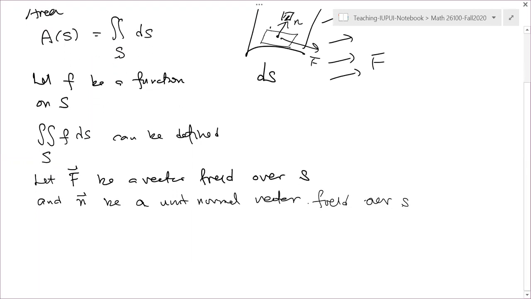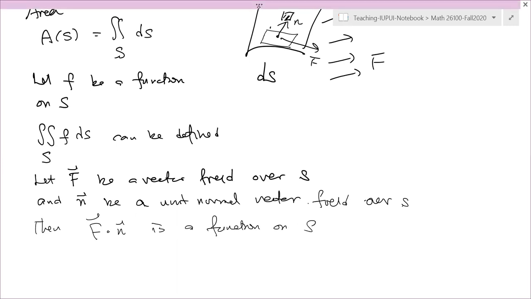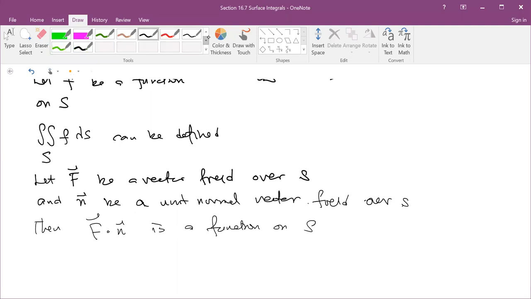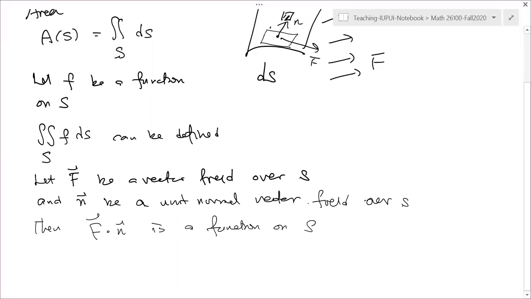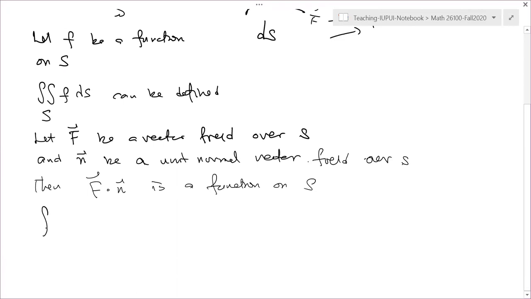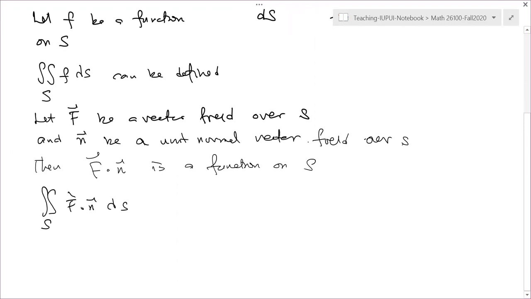Then F dot N is a function on the surface. Then you can talk about the integral, because for a function, the integral over the surface is defined. Then this is also defined. Now, how do you define it?